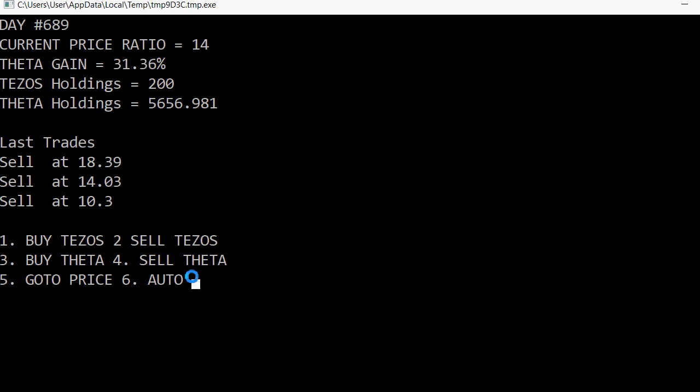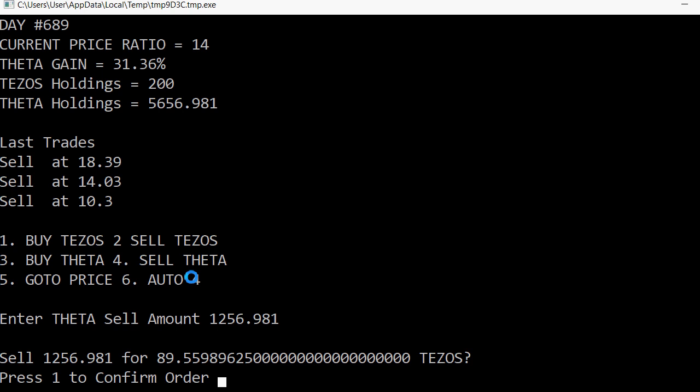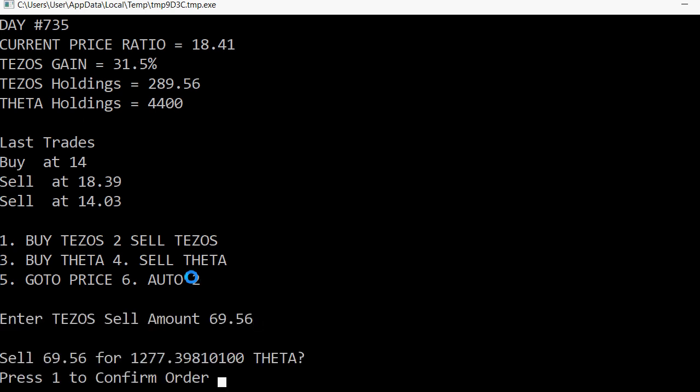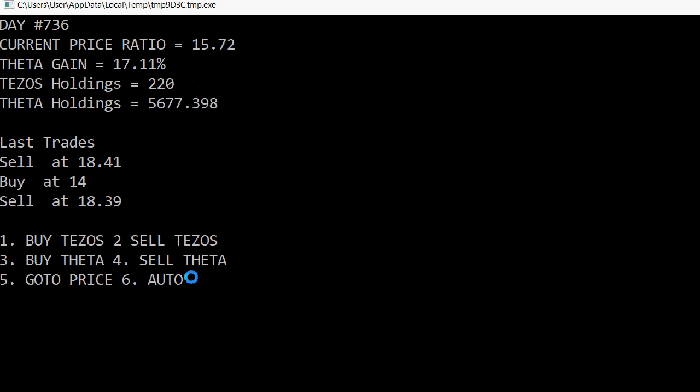Day 689, ratios up to 14. And it's a theta gain, so 5,600. I mean, that's just insane. Let's just do, like, say, 1,256. Gain like 89 theta. That's like almost a 50% gain. That's like huge. And there you go. You can now sell a portion of it. Maybe sell like 69.56. So I'll keep 20 from that last trade and get like 1,200 that way.